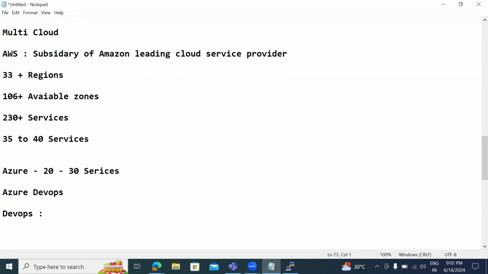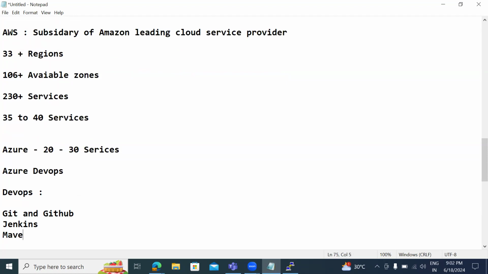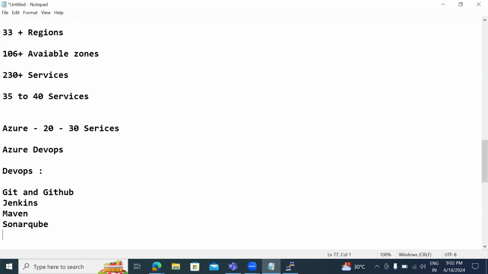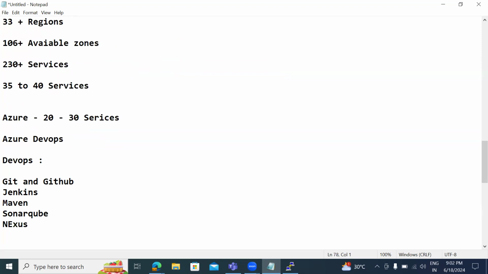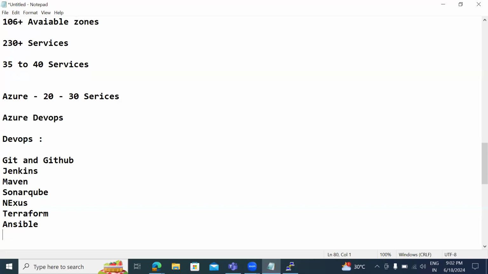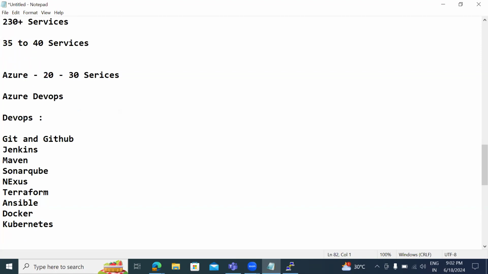In DevOps, we are going to learn source code management with Git and GitHub. Then we are going to learn Jenkins, then Maven, then SonarQube. Nexus is our artifactory. Then Terraform: to provision the infrastructure, we are going to use Terraform. Then Ansible, Docker, Kubernetes, and maybe some monitoring tools.